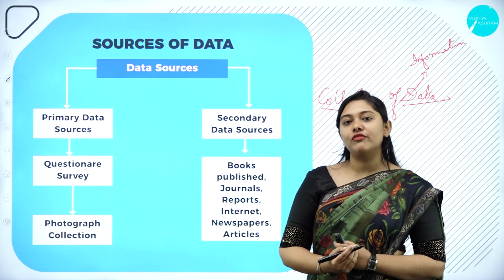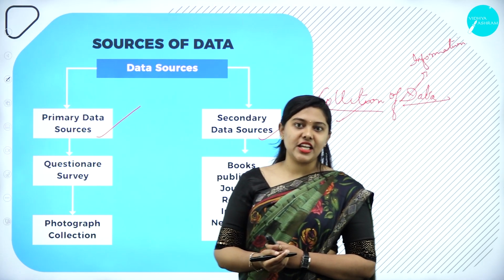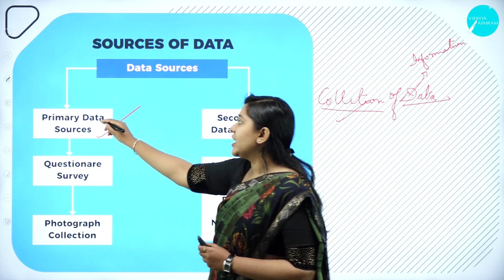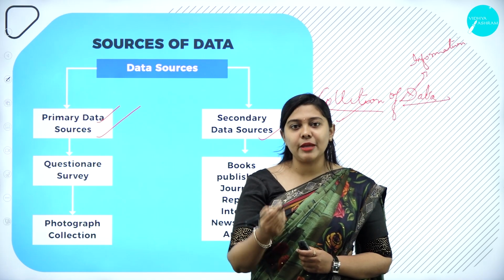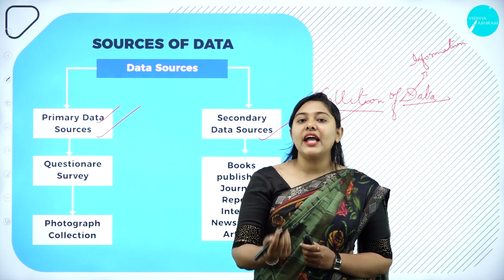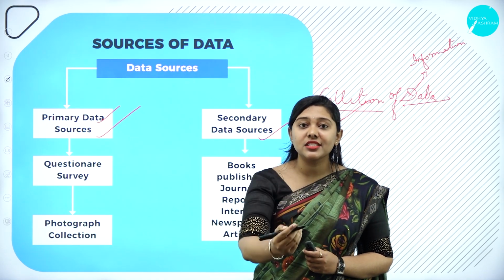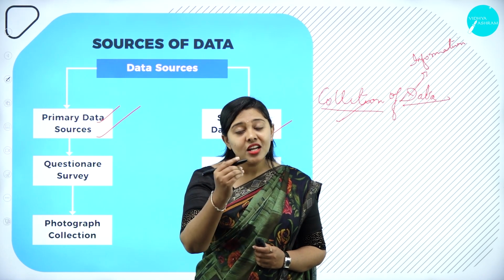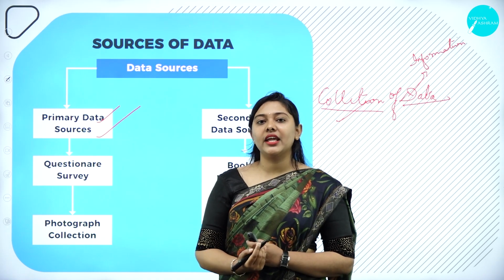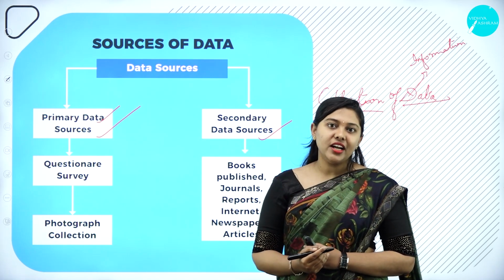We have two types of data collection method. One is the primary data collection method. The other is the secondary data collection method. Primary data means the data which is collected for the first time, the information you yourself get by going on a survey. Secondary data is the data which has already been collected, and we take that data for our research or study purpose.